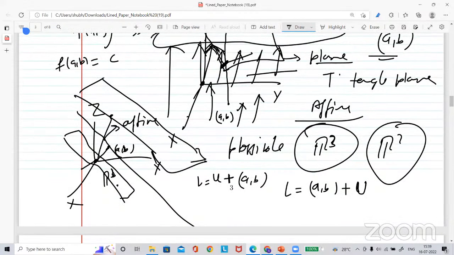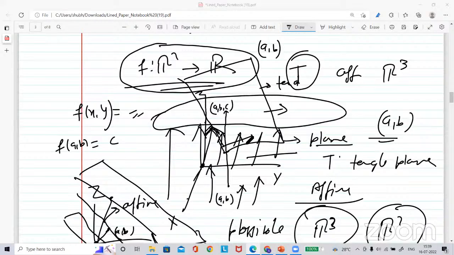So is it clear? Ayush? Yes, sir. Actually, the possible subspaces in R3 are 0 or R3 itself, lines passing through origin, and planes passing through origin. And now affine subspaces are just a shift of that. So this tangent plane is a shift of some subspace.